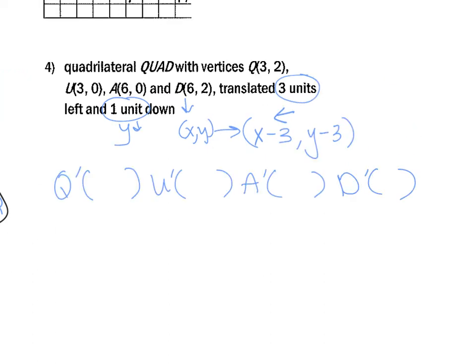So we'll be subtracting 3 from all the x values. So 3 minus 3 would be 0. 3 minus 3 would be 0. 6 minus 3 would be 3. 6 minus 3 would be 3. So that's all my x values.